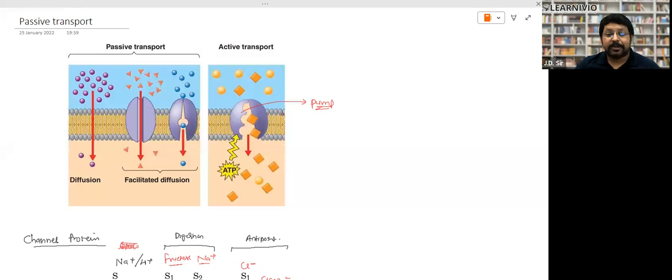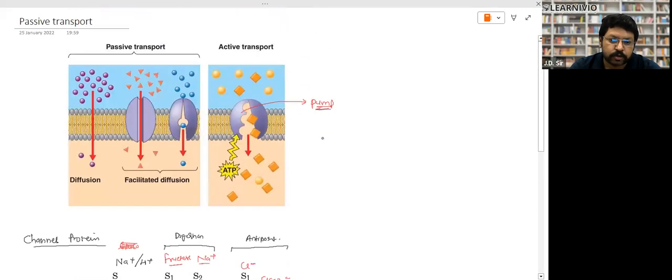So one more thing, it's very important, right? What are the pumps? Please note it down. The channel proteins which transport substances by means of active transport are called pumps.